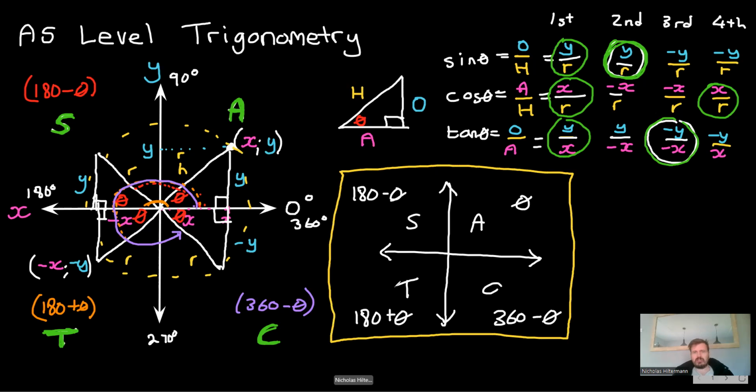But really, if you just remember this, I know a lot of people finish their AS levels without understanding how this works, just memorizing this CAST diagram. So that's what you need to learn. You need to learn this thing here. And we're going to take this quadrant into the next lesson, and we're going to see why we needed to learn this.